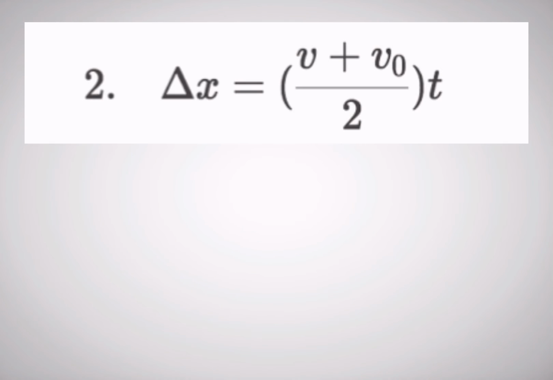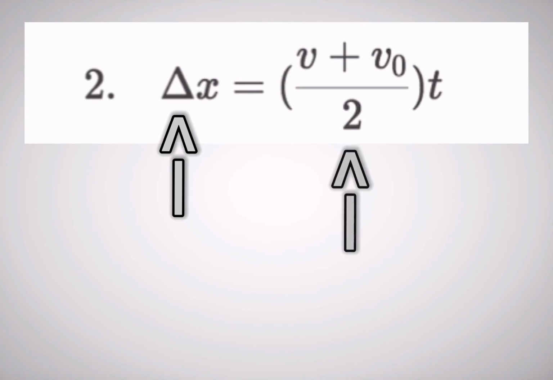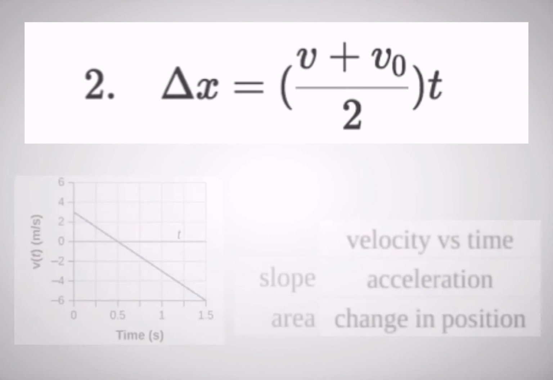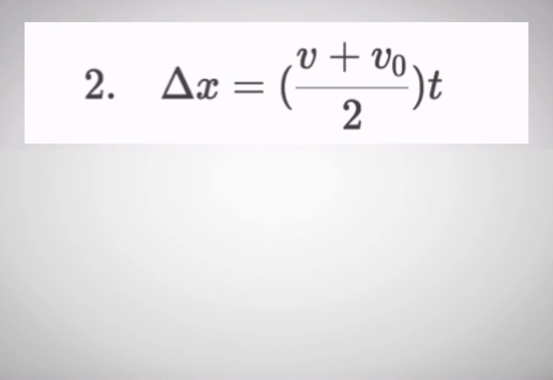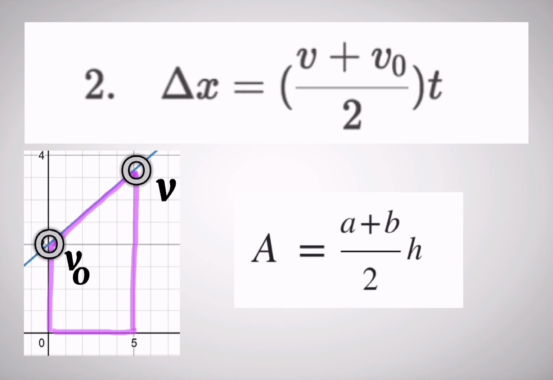What about the second equation? Equation number 2 is the displacement is equal to 1/2 times velocity final plus velocity initial, all times t. Remembering back to the graph relationships, we know that the area of the velocity graph is equal to the change in position. If we have constant non-zero acceleration, the velocity graph will always be a straight diagonal line, which creates a trapezoid with the x-axis.